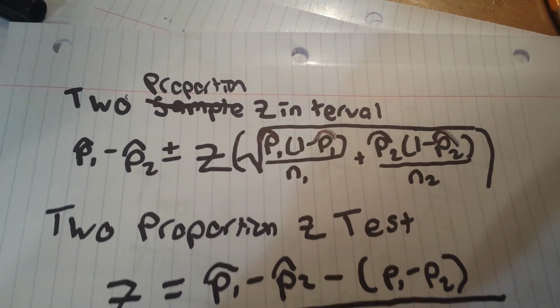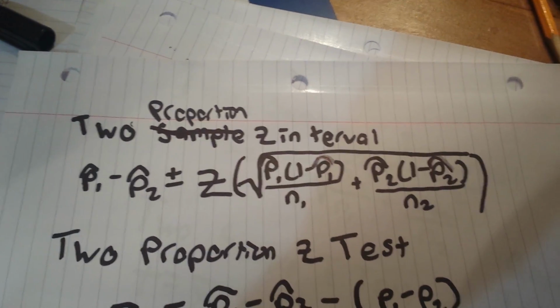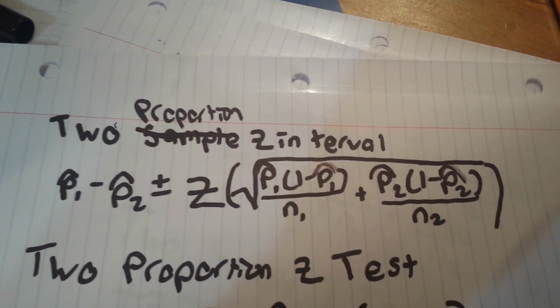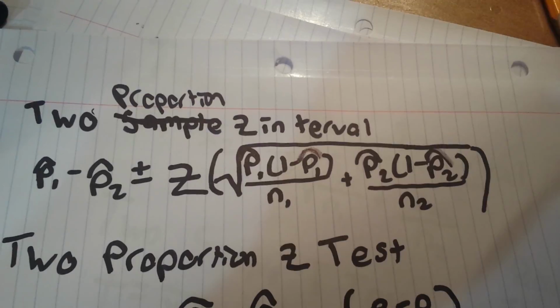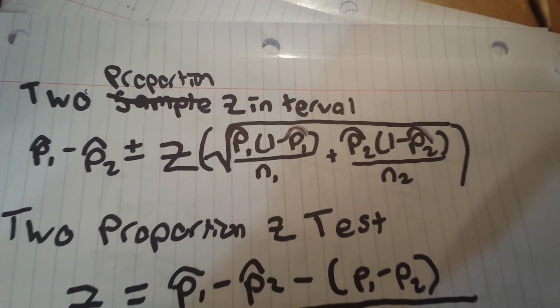And p hat 1 and p hat 2 are just the two sample proportions that you calculated from the problem. So for example, if say 20 people said yes and 60 people said no for the first sample, that would be 0.25 as your p hat. And n1 and n2 are just the sample sizes of the two samples respectively.